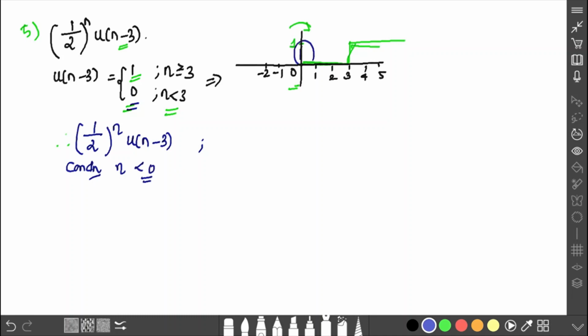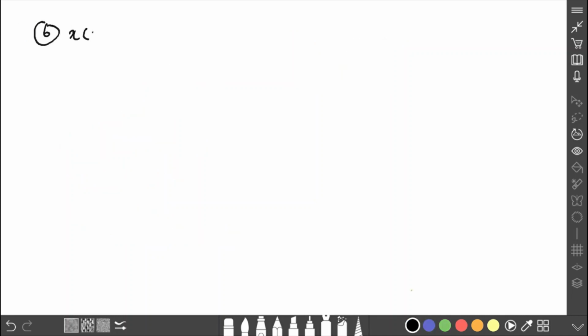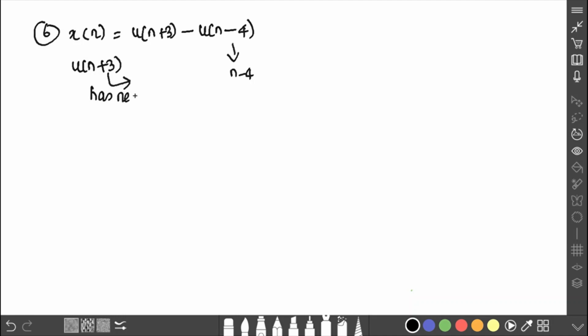So our next example, you could see here for a given signal, let us take the 6th problem, again a simple problem. x of n is equal to u of n plus 3 minus u of n minus 4. From previous explanations or examples, you could see whether it has values at the negative side or towards the positive side. So it has both positive and negative values.